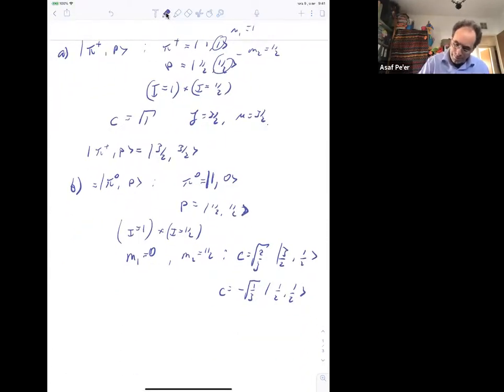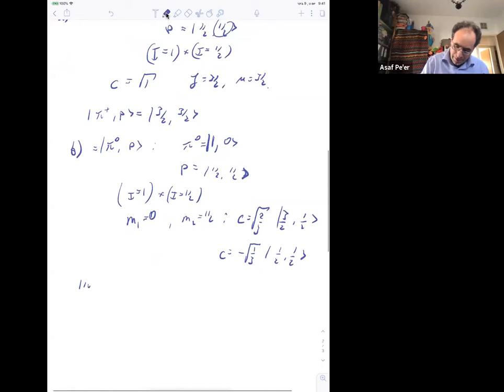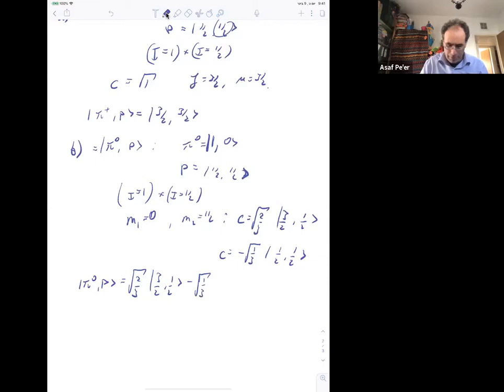So overall, we have that the pi 0 and P state, you can write it down as square root of 2/3, 3/2 and 1/2, minus square root of 1/3 of 1/2 and 1/2.